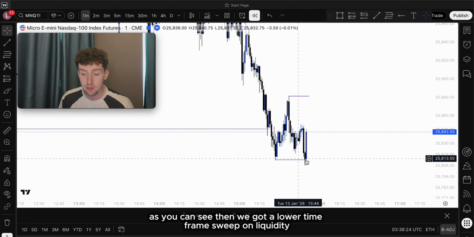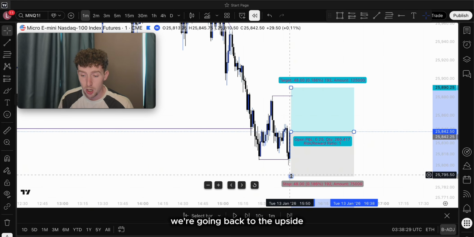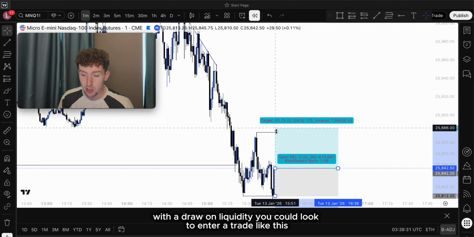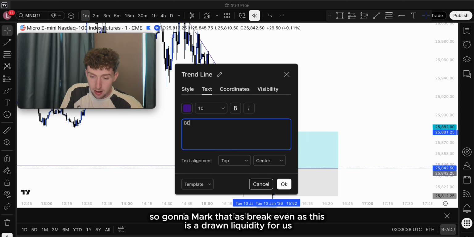Then we get a lower time frame sweep on liquidity. So we have loads of confluences showing us we're going back to the upside with a draw on liquidity. You could look to enter a trade like this. You could use this high here as a break-even level. So I'm going to mark that as break-even.